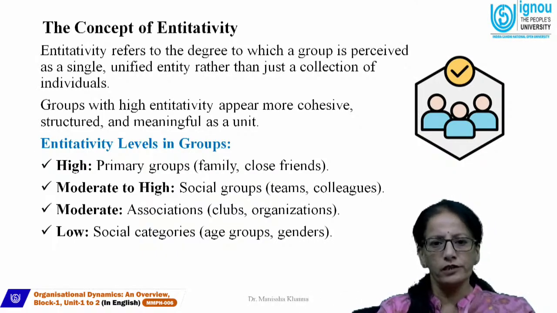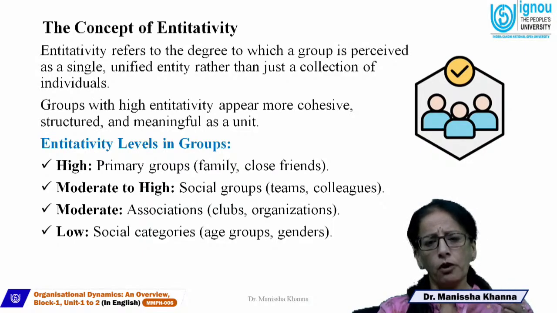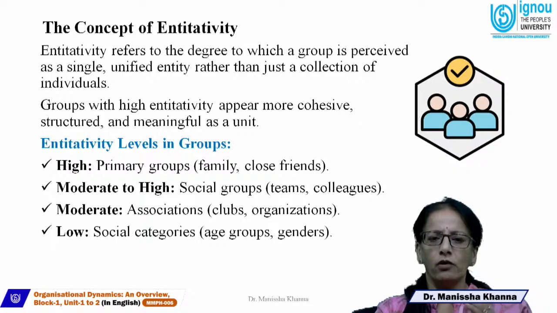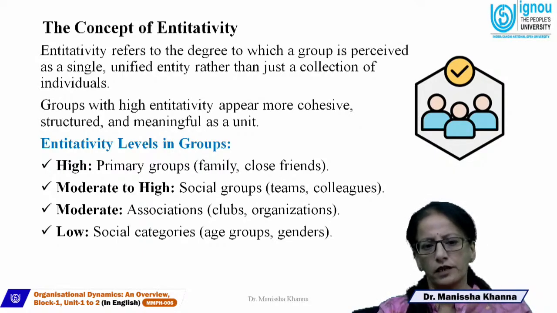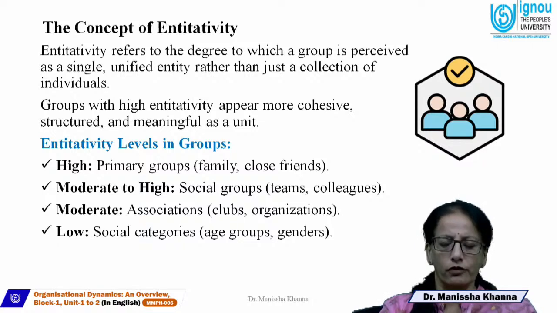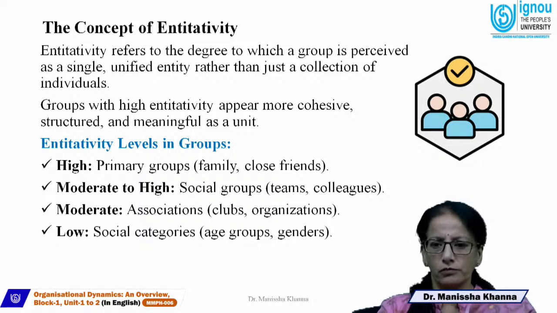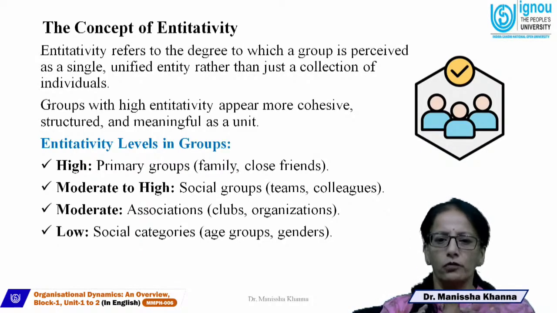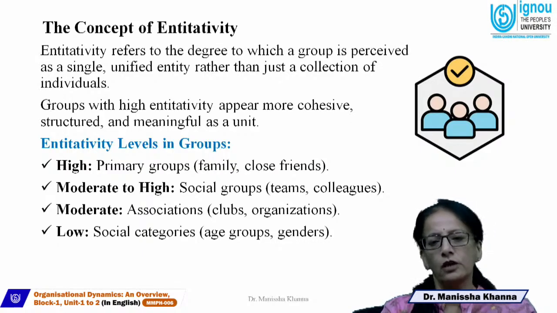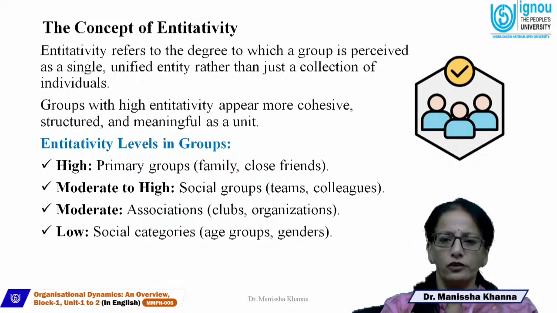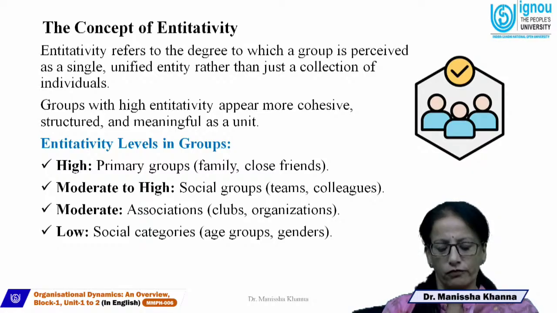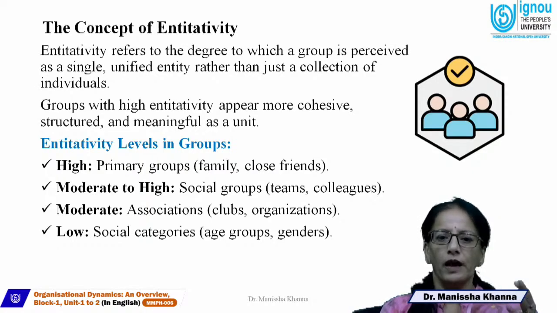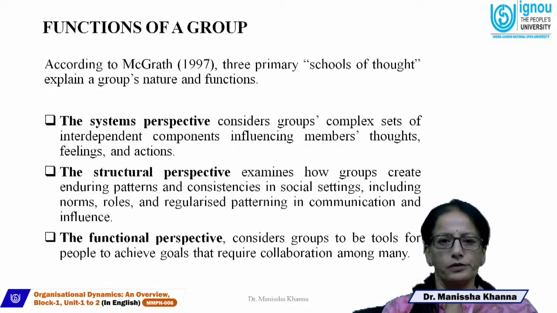When we see from an organization point of view, the moderate to high group, the second or third level, is where the teams come together for some specific project or some specific goals. The colleagues come together, they communicate with each other, they solve the problems, they find the solutions, they have some defined roles and defined norms which are given by the strategic team, and they work together towards a common purpose. Now let's see what are the functions of group.